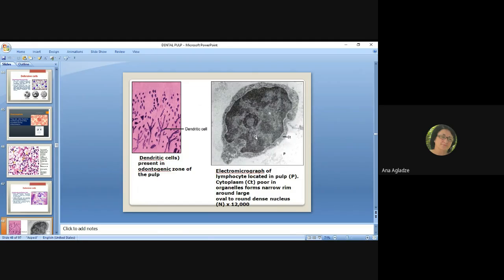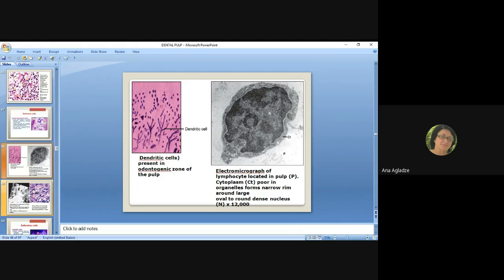A graph of lymphocyte. Yes, you can see a lymphocyte with a centrally located nucleus, and this nucleus is located in the pulp, and the cytoplasm forms a narrow rim. Here you can see the narrow rim around the nucleus, and the nucleus is dense and condensed. And here you can see the dendritic cell present in the odontogenic zone of the pulp.